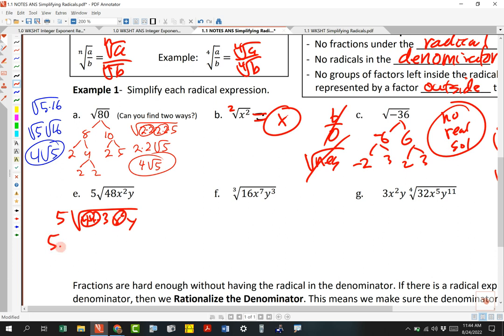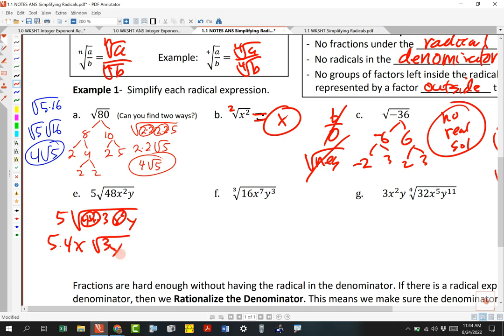So this is a 5 on the outside. That was there to begin with. That pair of 4's on the inside is represented by 1 4 on the outside. And I only have one x on the outside. What's stuck underneath? A 3 and the y, because there wasn't anything to pair them up with.